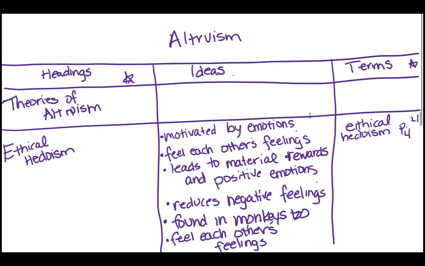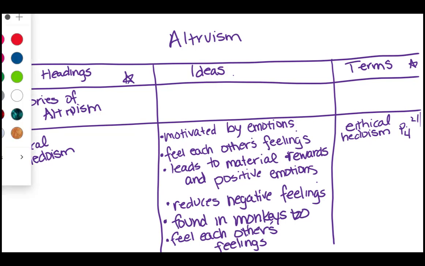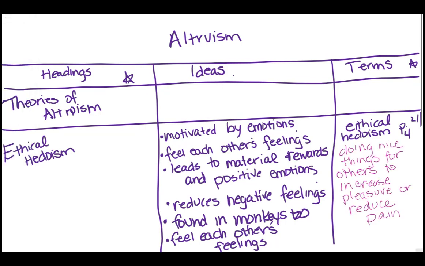So as you can see here, I've gone ahead and I've written down those bullet points under the ideas. And again, I've taken them directly from my annotations. Now what I want to do is I want to go down and I want to write the definition of ethical hedonism. And I'm going to draw it in a different color this time, just so that it sticks out a little bit for me. So here I went ahead and wrote the definition that I had annotated, where we're doing nice things for others to increase pleasure or reduce pain.